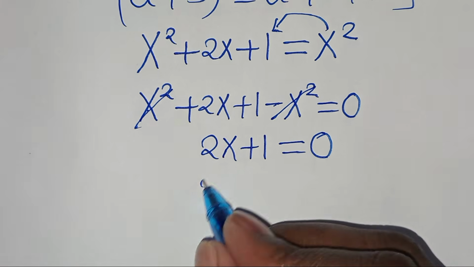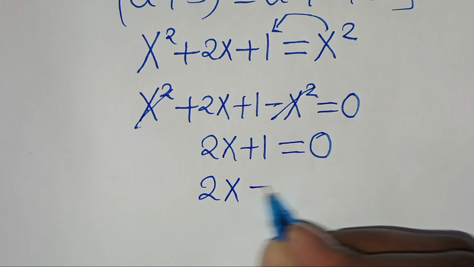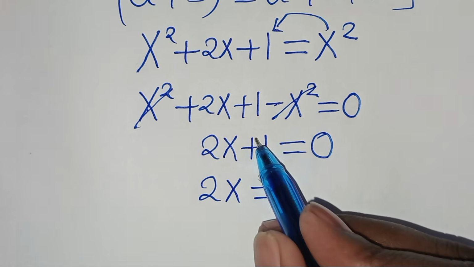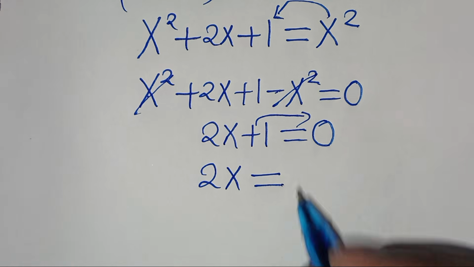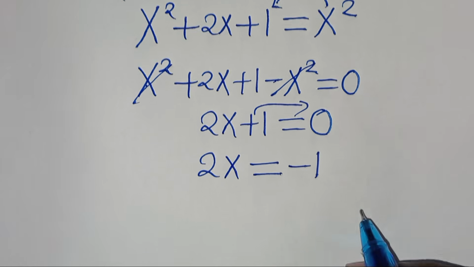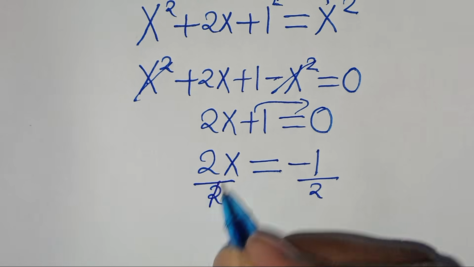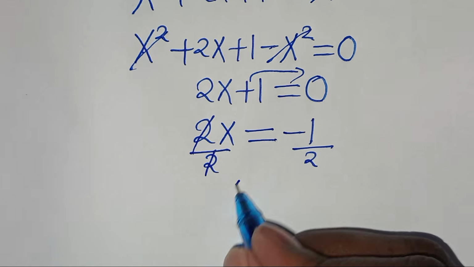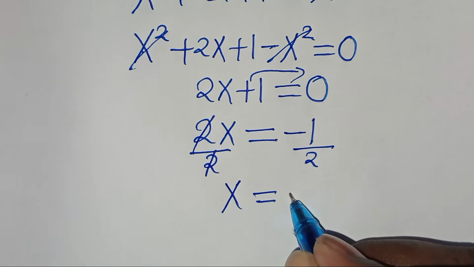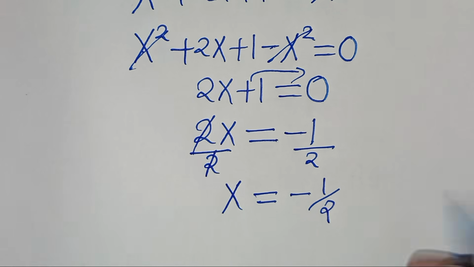Now, we have that 2x is equal to, let's take plus 1 to the right hand side, negative 1. So let's divide both sides by 2, and this implies that the value of x here is equal to negative a half.